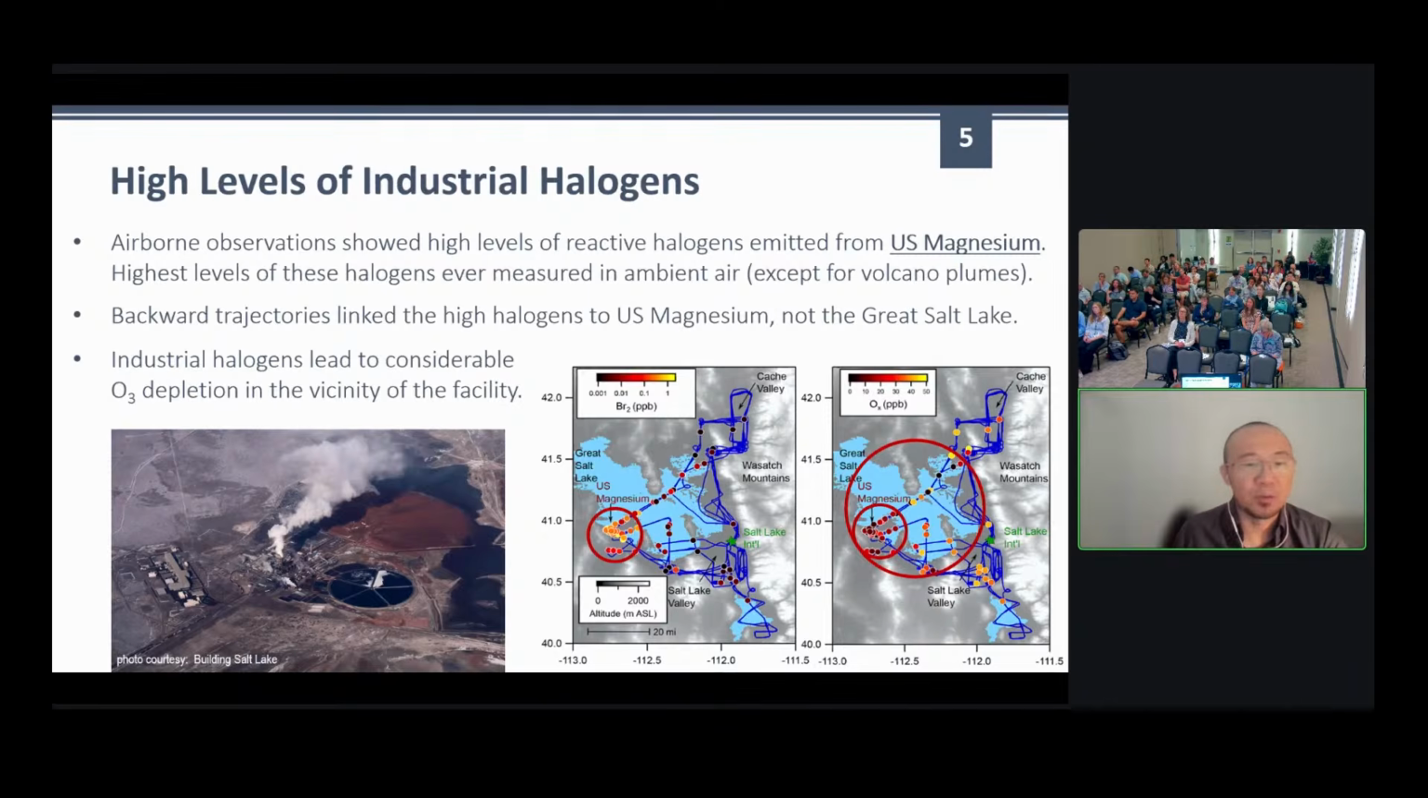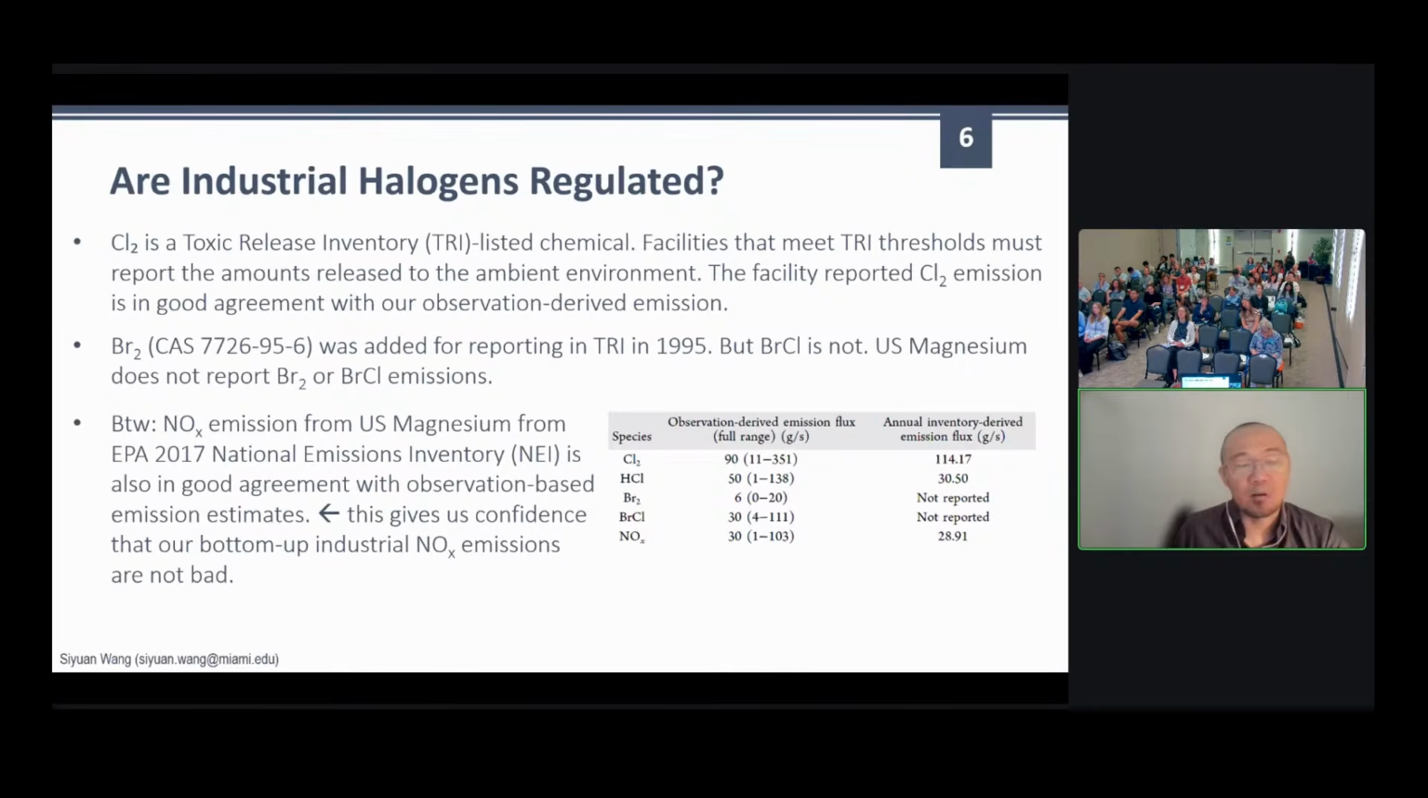This is pretty interesting because normally when we talk about ozone depletion, it mostly happens in polar regions, for example, the Antarctic ozone hole. Ozone depletion in mid-latitude regions is very, very rare. So these halogens are all very, very toxic.